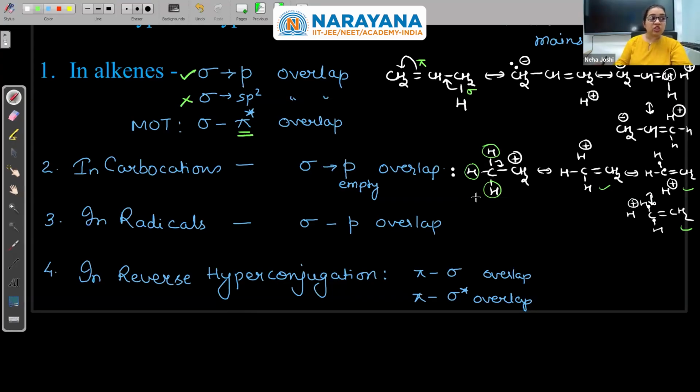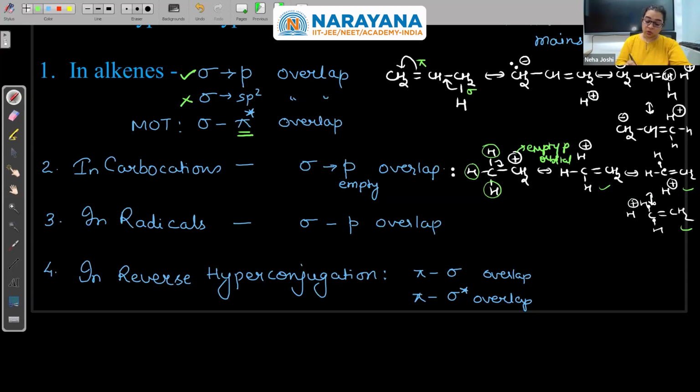But in all of them, which orbitals are involved? See, sigma and this plus is acting as an empty p orbital. Which orbital is involved? You will say the empty p orbital. This is something students are usually confused with, so I'm going quite slowly here. In alkenes, the correct statements are sigma and p, sigma and pi star. In carbocations, sigma and empty p.